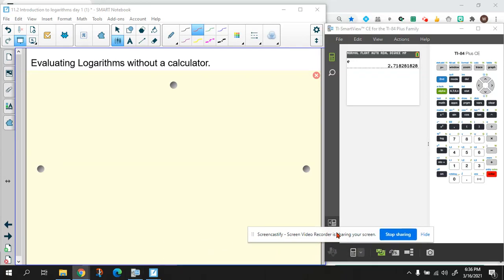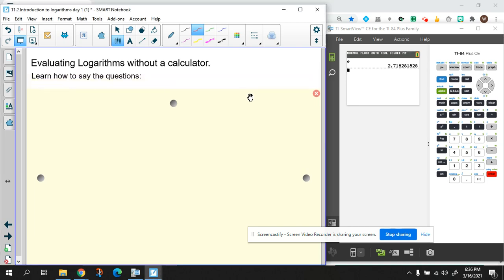Now that you've seen a brief introduction to what a logarithm is, in one definition of it, we're going to practice evaluating logarithms without using a calculator. My recommendation is to learn how to say the question.